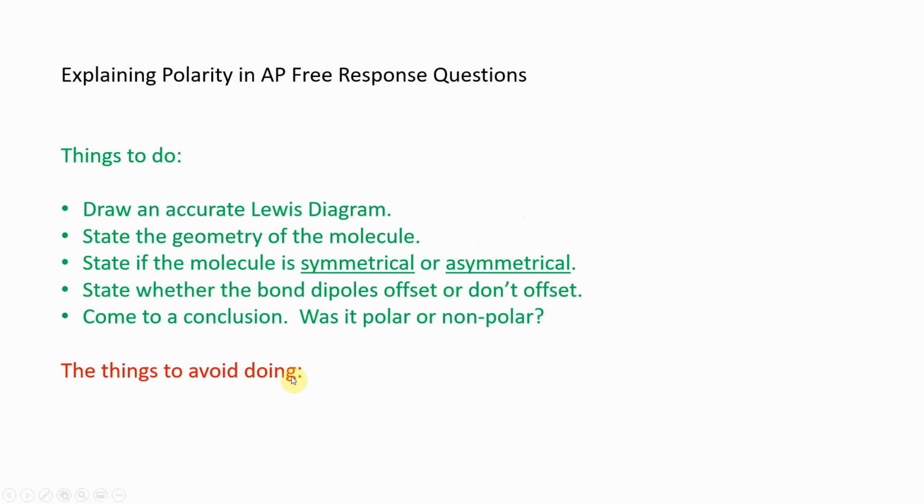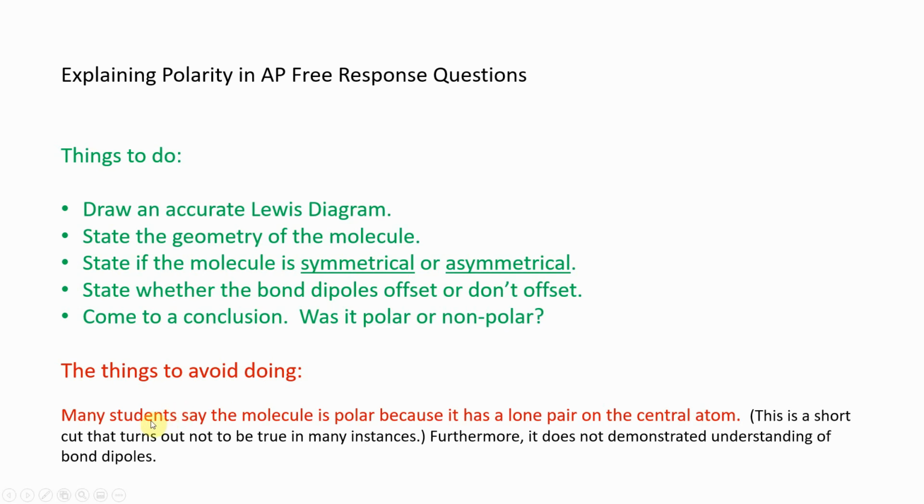So things to avoid doing, and this is going to be hard: many students say that the molecule is polar because it has a lone pair on the central atom. If you go down that route, you're going to lose credit. It is not true that if you see some molecule with a lone pair that you can stop right there because it's polar. You need to make the argument about the bond dipoles and the shape of the molecule.